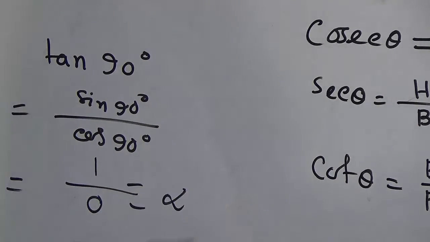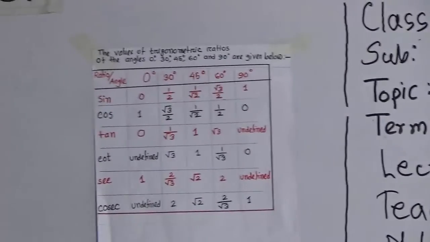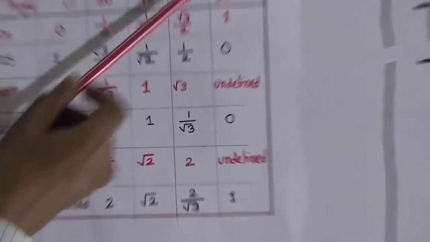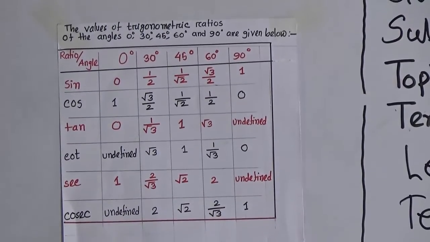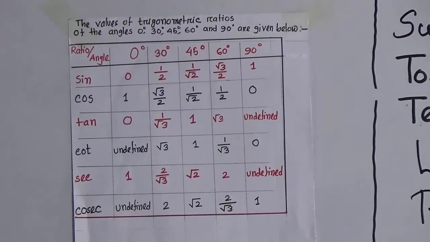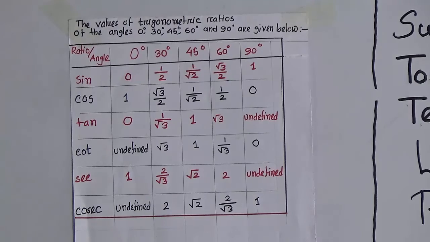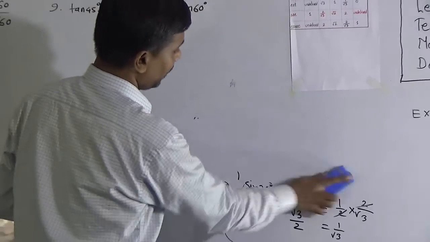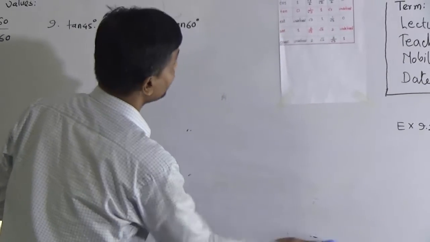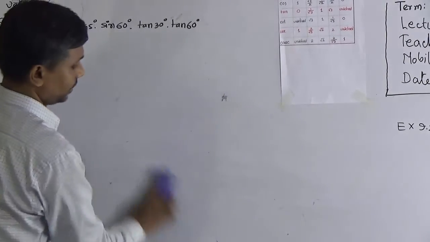Now see the table. Tan 90 degree equals what? Undefined. That means 1 by 0, so this is undefined. That means we cannot determine the value. Student, I hope you understood, and you have to use this type of technique, and you can determine the rest of the values for the respective angles.